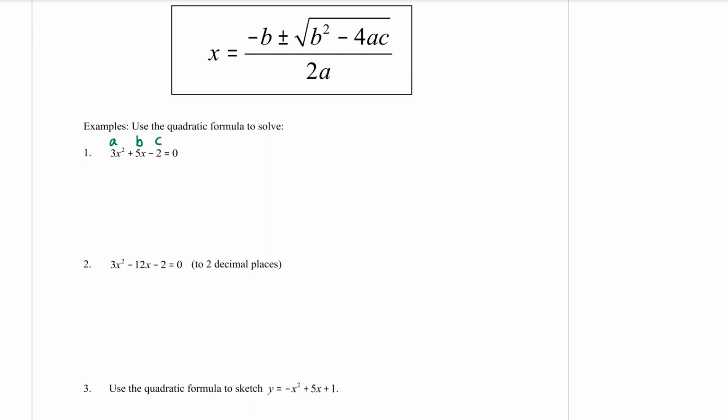And all we need to do is sub it into that formula, which you do have on your formula sheet. Okay? So let's sub straight into it. X equals minus b, b is 5, so -5. Then we have our plus or minus sign and a big square root sign. B squared is 5 squared minus 4ac. So a is 3 and c is -2. All over 2a, where a is 3. So 2 times 3 on the bottom.